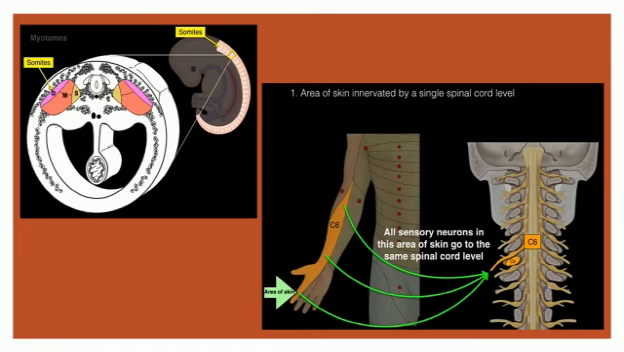Now look at the second picture. You can see that all the areas of the C6 dermatome, all sensory neurons of this area of skin go to the same spinal cord level. So, if we test this specific area of skin, we can actually test a specific spinal nerve level.